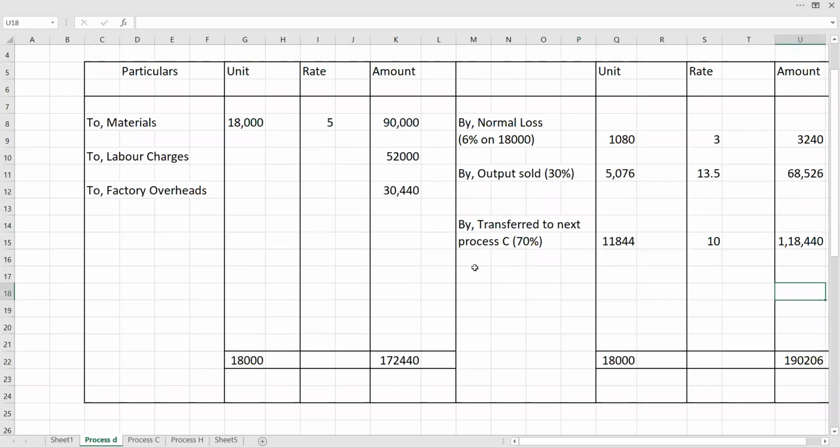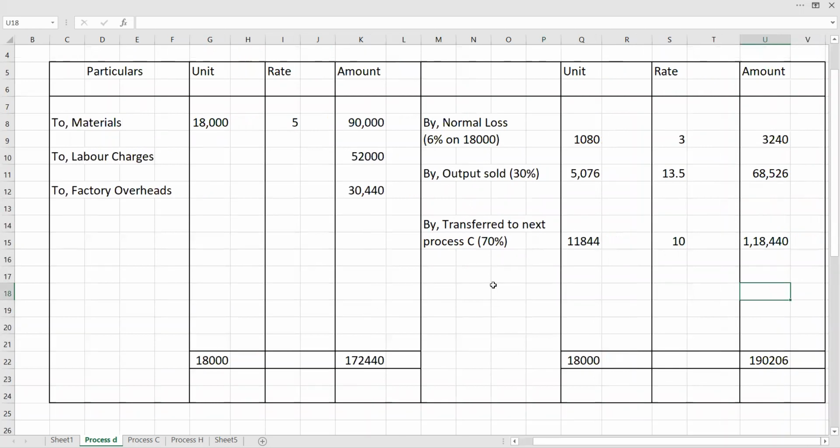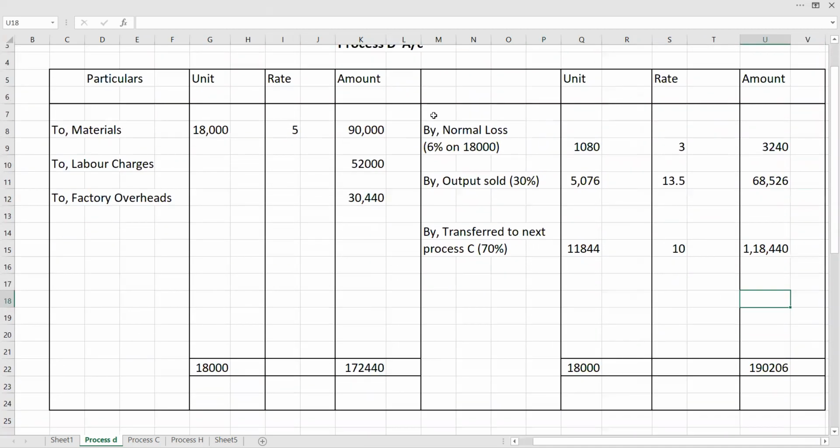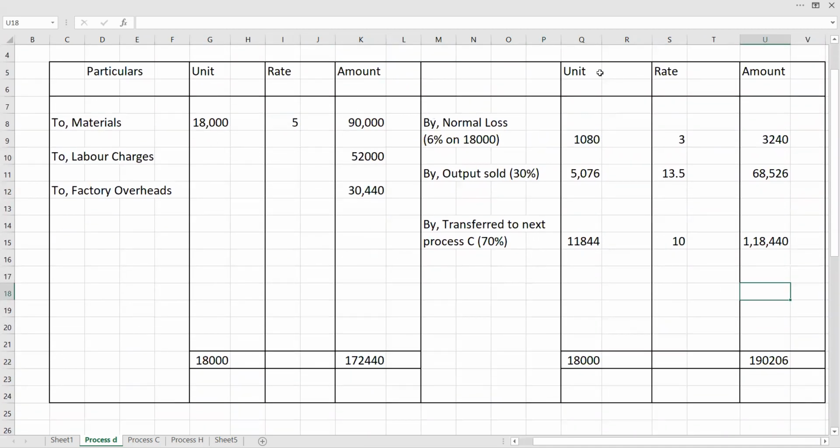See the total of both amount columns. Here is a difference. आपण प्रोसेस डी अकाउंट प्रिपेअर करतोय, युनिट्स कॉलम दोन्ही मॅच झालेत 18,000. But what about amount column? There is a difference. अमाऊंट कॉलम मध्ये इथे डिफरन्स दिसतोय. डिफरन्स कोणत्या साईडला आहे? डेबिट साईड. सो इथे जेवढा डिफरन्स येतोय, this difference should be transferred to costing profit and loss account. Let's record this difference, that is to costing profit and loss account.